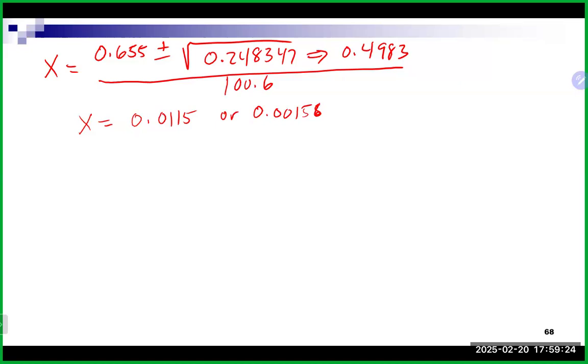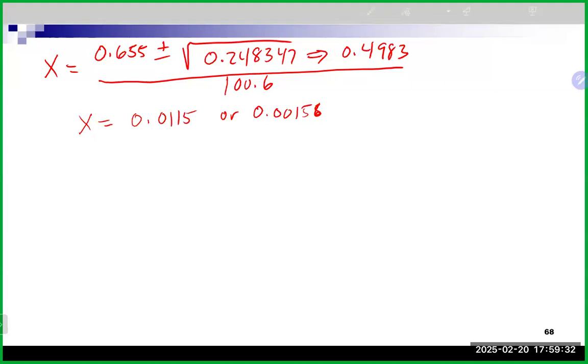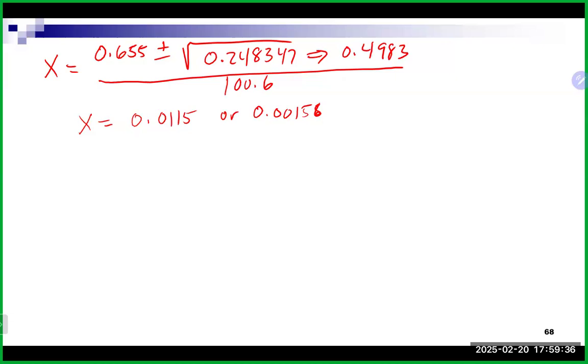Any questions on that so far? At this point, this is where we want to check which answer is good. In this case, we did not hit a negative, right? So here we did get 2 positive values.